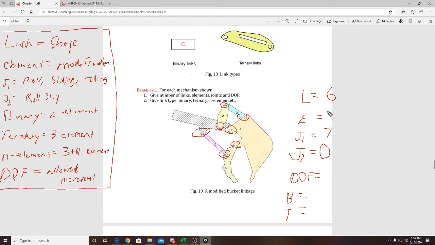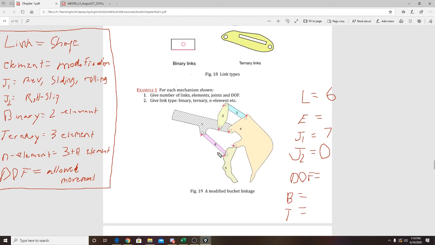Alright, so now we're going to go to binary and ternary. And the reason why we're doing it this way is because, like I said, the elements are based off of how many links there are and the types of joints there are. So I'll explain that in a second. But binary, so let's count them out first. Let's go through this.